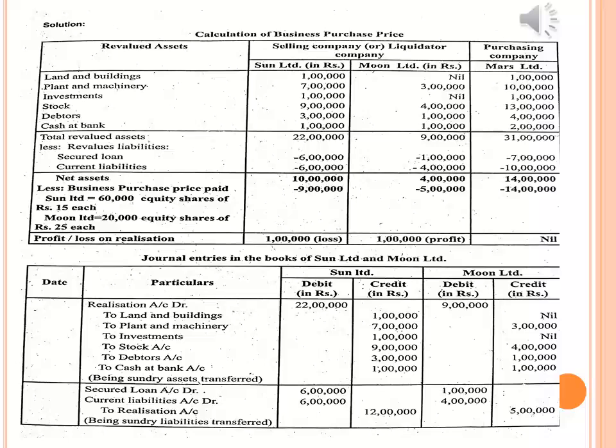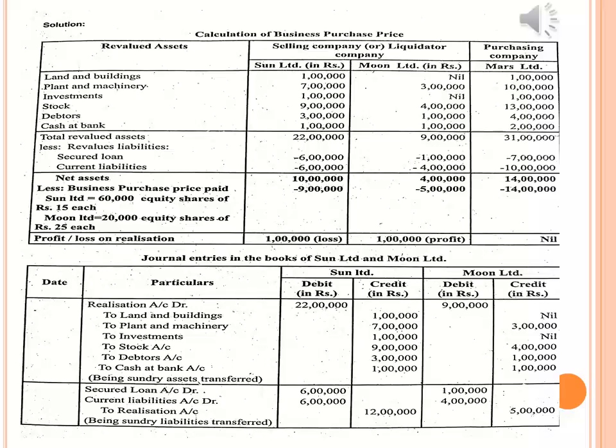In this new slide we find Sun Limited's assets and liabilities. You write the assets one by one and then subtract the liabilities, secured loan and current liabilities. You get the net assets: 10 lakh and 4 lakh for Sun and Moon, totally 14 lakh. Now we have to check the balance sheet. Sun Limited has 60,000 equity shares of 10 each, which works out to 6 lakh. In the same way, Moon Limited has 20,000 equity shares of 10 each, which is 2 lakhs.